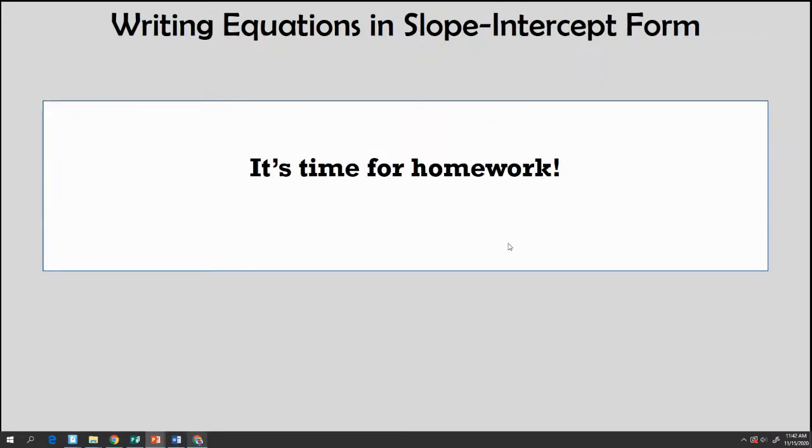All right, it's time for homework. And the homework tonight is on Alex. Okay. It's using the information given to be able to write it in slope-intercept form. And like I said, we have got to get good at this. This has got to be something that we can handle no matter what information we're given. Okay. All right, I'll let you get at it.